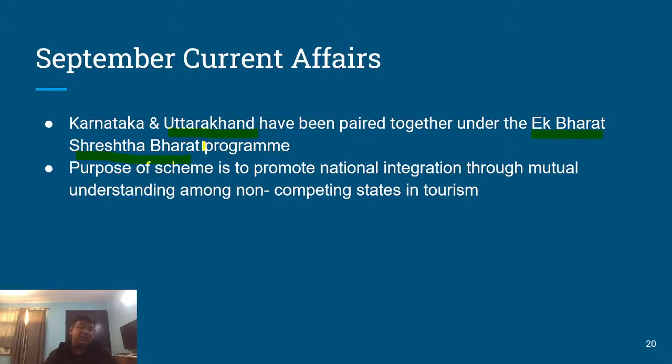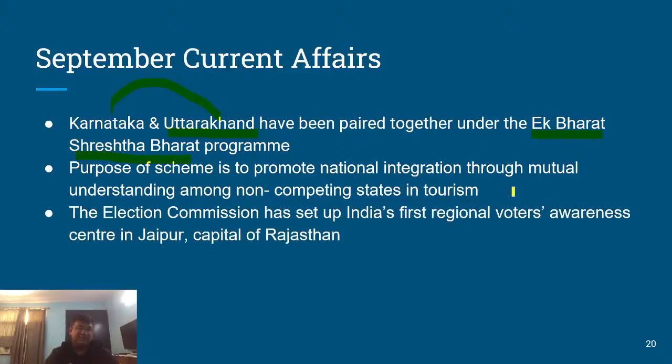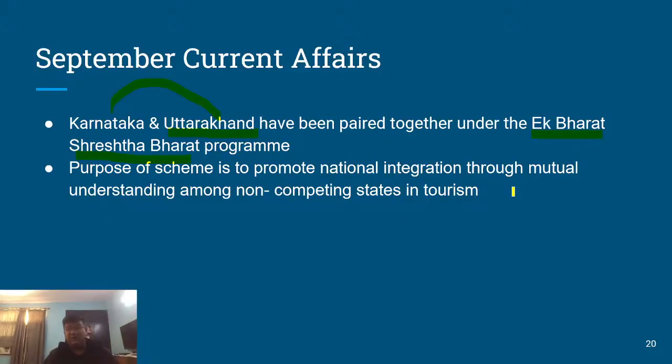So Uttarakhand and Himachal partnering together is difficult because they are basically competing for the same kind of visitor. But Karnataka and Uttarakhand have no conflict with each other. They are handling two different things completely. That is why these two have been paired together. The purpose of the scheme is to promote national integration through mutual understanding among non-competing states in tourism. That's the best part of current affairs.